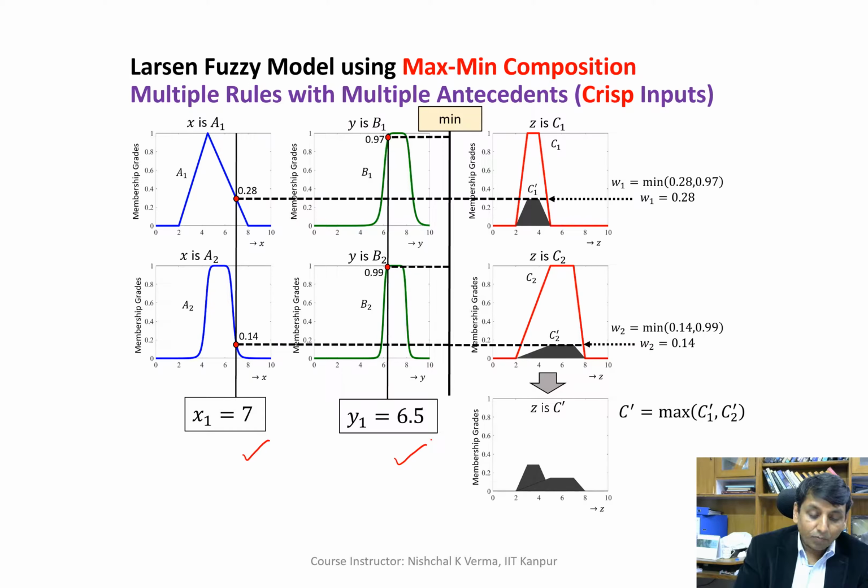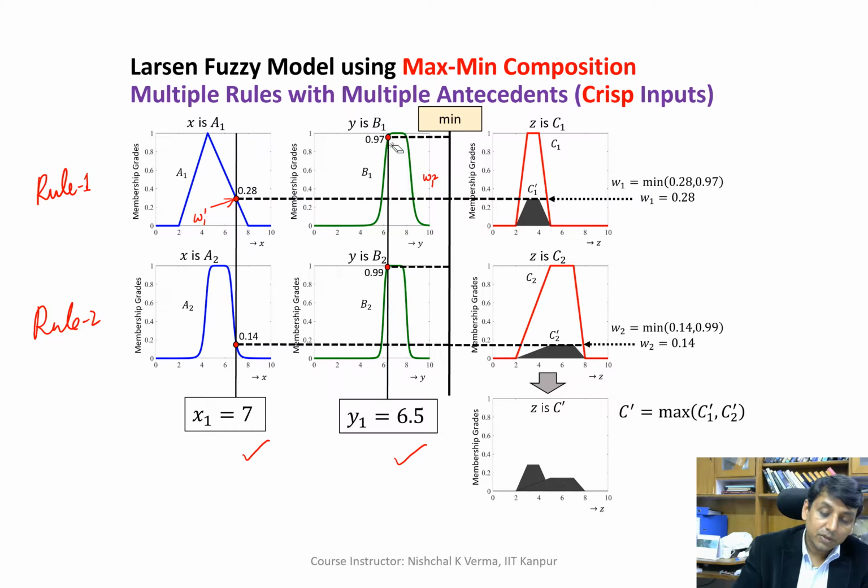So when we take this x1 for the first antecedent, so first antecedent is x is A1. Taking x1 equal to 7, we see that this is intersecting the A1 fuzzy set at 0.28 membership value. So this we call as W11, for the first antecedent and first rule. This is rule number 1. This is rule number 2. Similarly here y1 is also intersecting at 0.97. So we call this W12, the second antecedent and first rule.